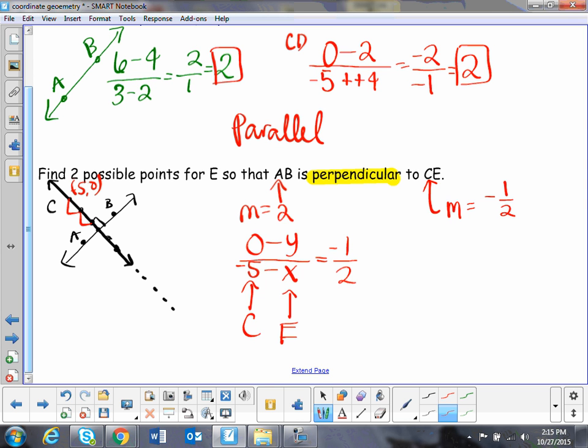Okay? So now this is, you can do in your head. 0 minus what gives you negative 1? 1. Okay, so that right there is 1. Negative 5 minus what gives us 2? Very good. Negative 7. So there's one possible point for E. It is, how do we write it up? Very good. Negative 7, 1. That's one answer right now. Okay? So now, to figure out another one, what could we use instead of C?